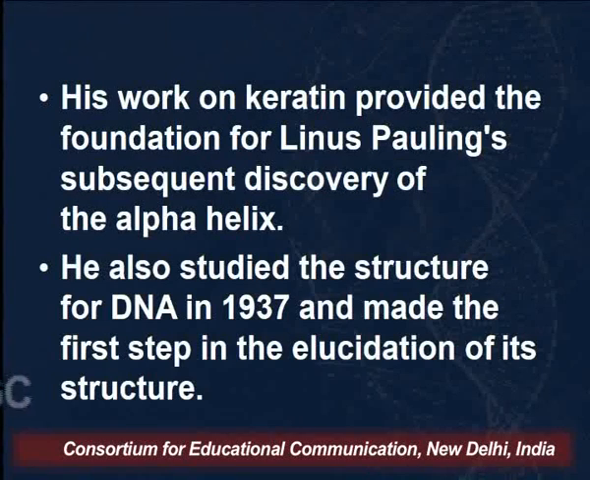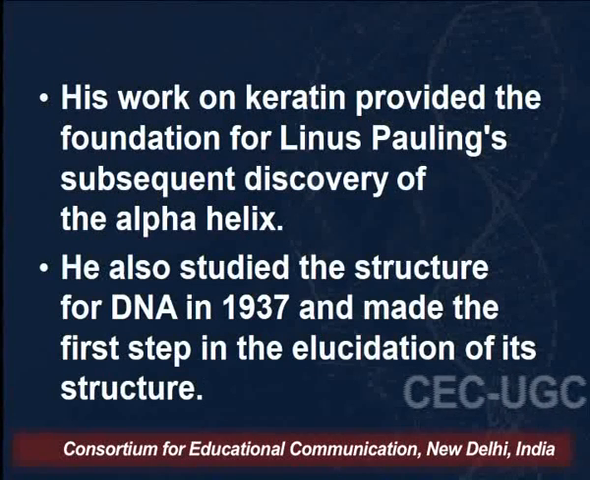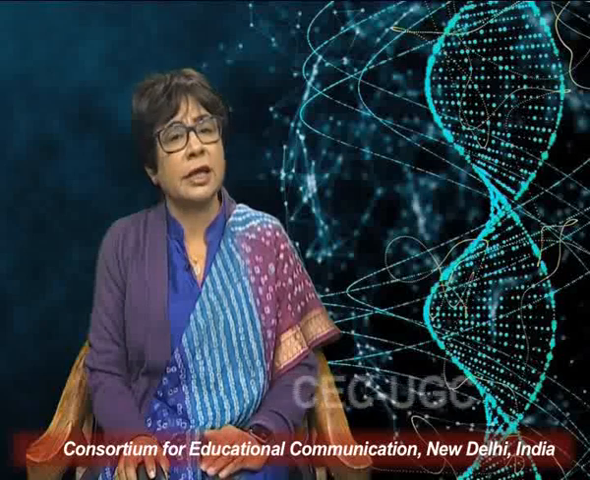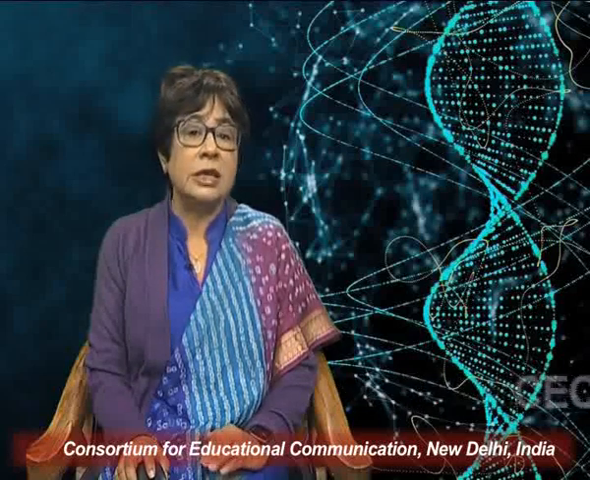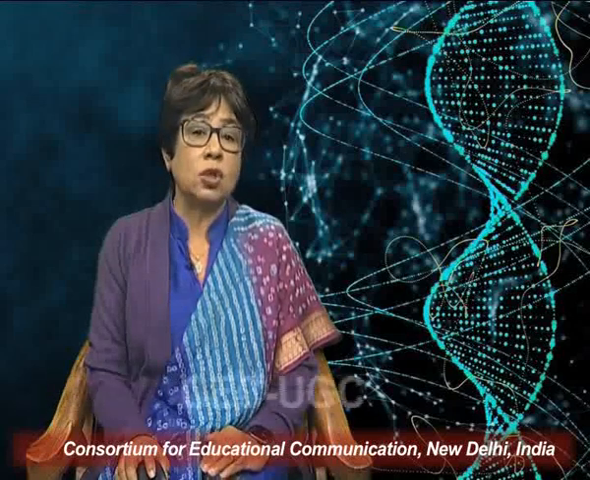An English physicist and molecular biologist, William Thomson Astbury, made pioneering X-ray diffraction studies of biological molecules. His work on keratin provided the foundation for Linus Pauling's subsequent discovery of the alpha helix. He also studied the structure of DNA in 1937 and made the first step in the elucidation of its structure. Astbury had recognized that DNA produced a diffraction pattern which indicated that it also had a regular structure and it might be feasible to deduce it.